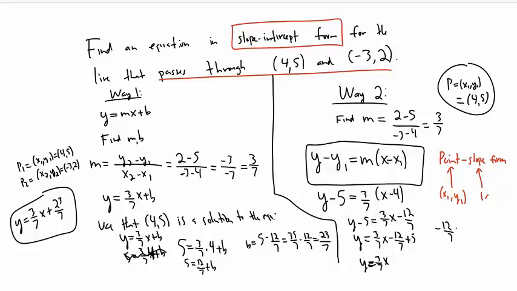Minus 12/7 plus 5. We'll do the work over here. Common denominator. And we get 23/7. So this way is another way to do the problem. Again, we just need the point, any point, and the slope.